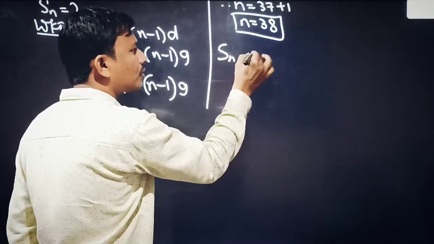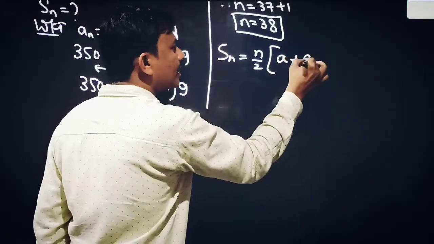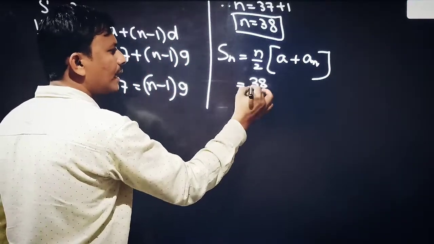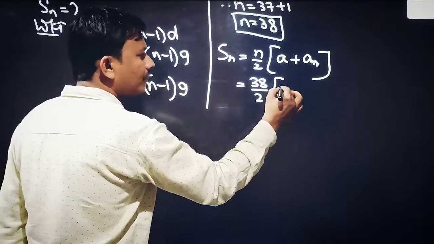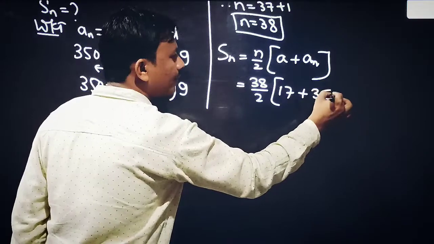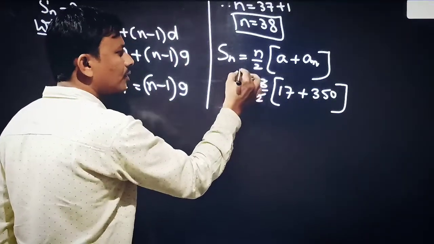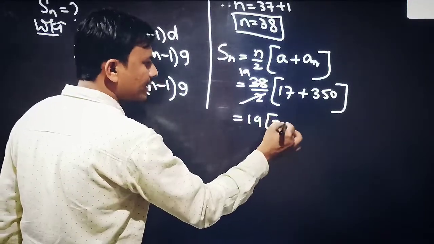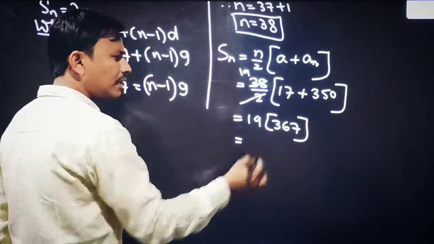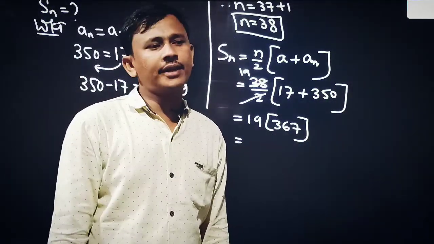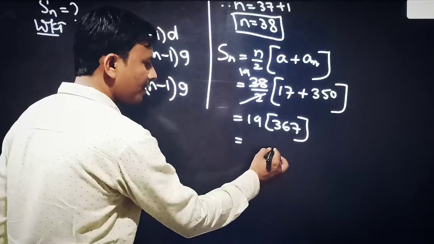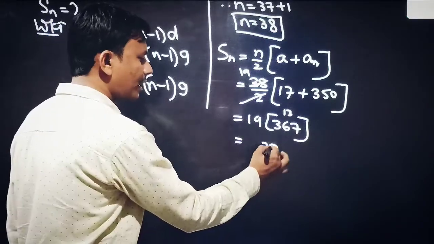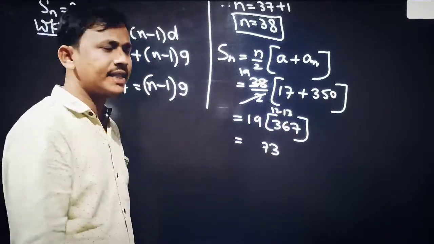Now Sn is equal to n by 2 in bracket A plus An, because we know the first and last terms. Sn is equal to 38 divided by 2 in bracket A value 17 plus An 350. 2 ones are 2, 19s are 19, in bracket 367, multiplied 19. 7 19s are 133, carry 13. 19 6s are 114, 127, carry 12. 19 3s are 57, 69.